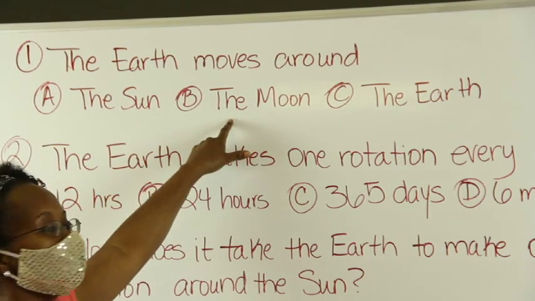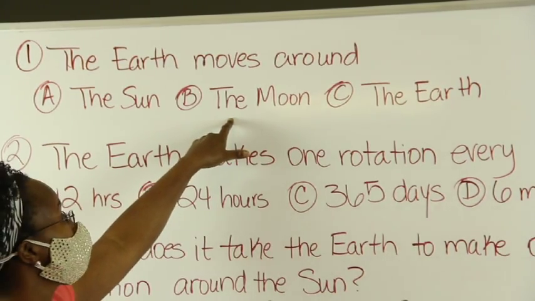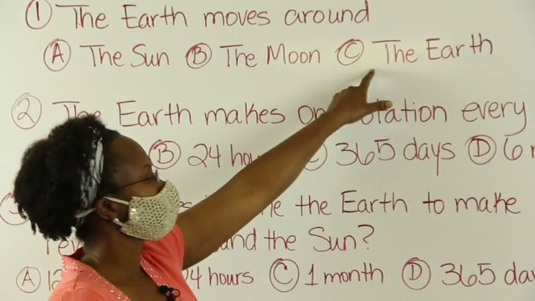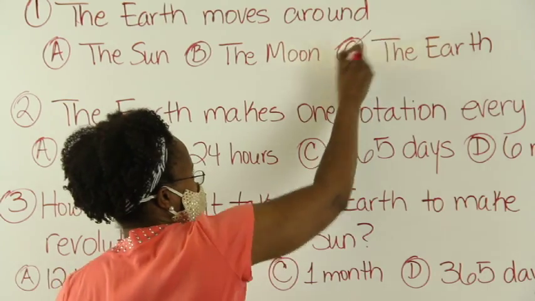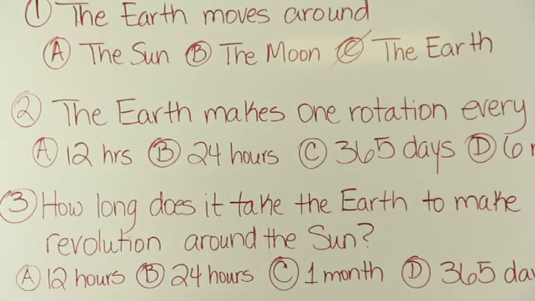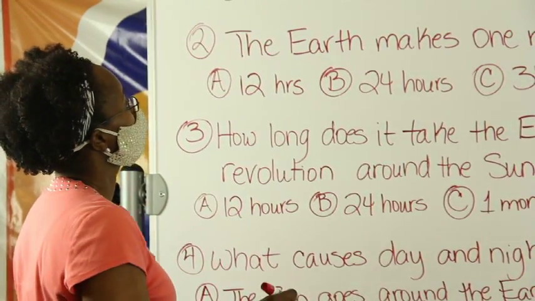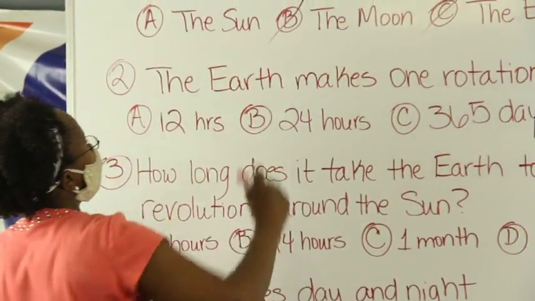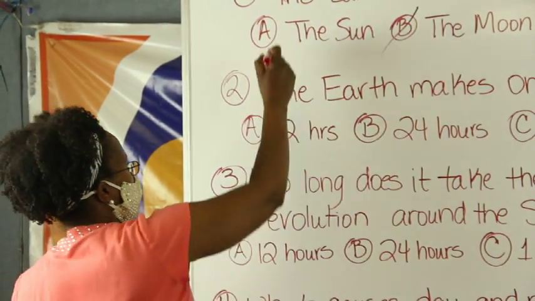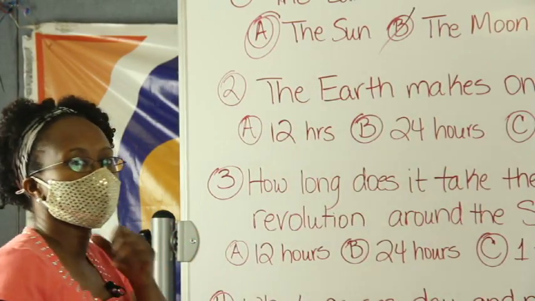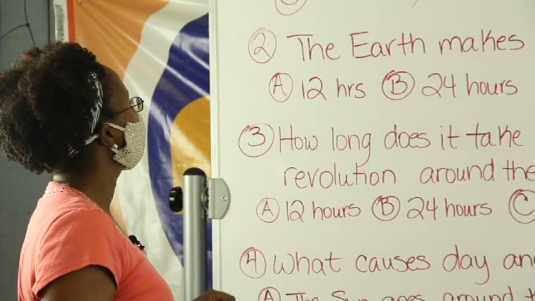B, the moon. Does the Earth rotate around the moon? Does the Earth rotate around the Earth? That makes no sense, so we're going to go ahead and mark it out. And as far as the moon can rotate around Earth, but Earth does not rotate around the moon. So we're going to cross it out. And we know that the Earth rotates around the sun, so that's going to be our answer. That's a gimme one. You should get it right, okay? Just slow down and read everything.